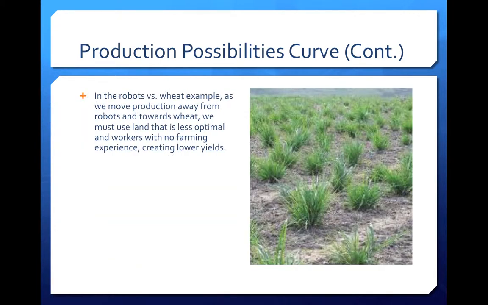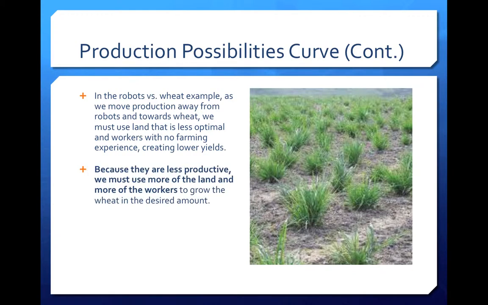For example, in the robots versus wheat example, as we move production away from robots and towards wheat, we must use land that is less optimal and workers with no farming experience, creating lower yields. Because they are less productive, we must use more of the land and more of the workers to grow the wheat in the desired amounts. The opportunity cost, therefore, increases as we shift production from one good to another.